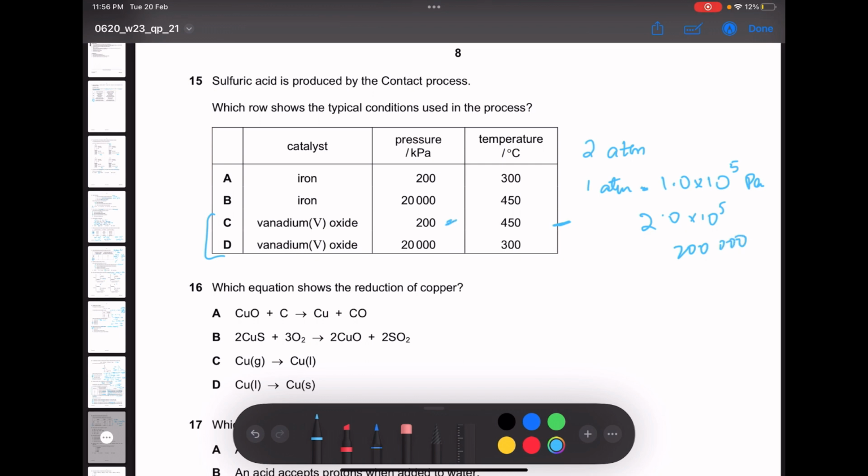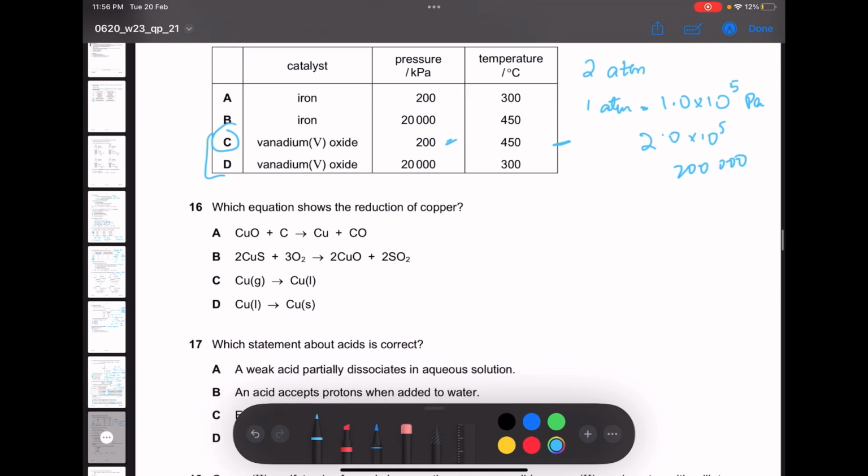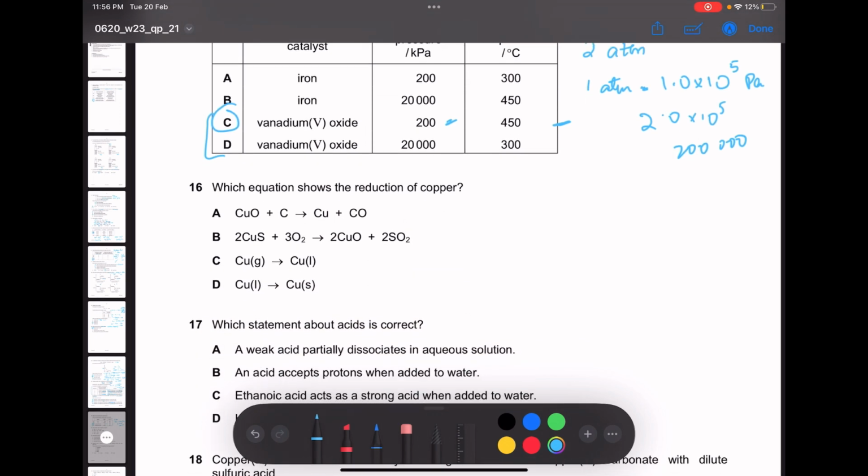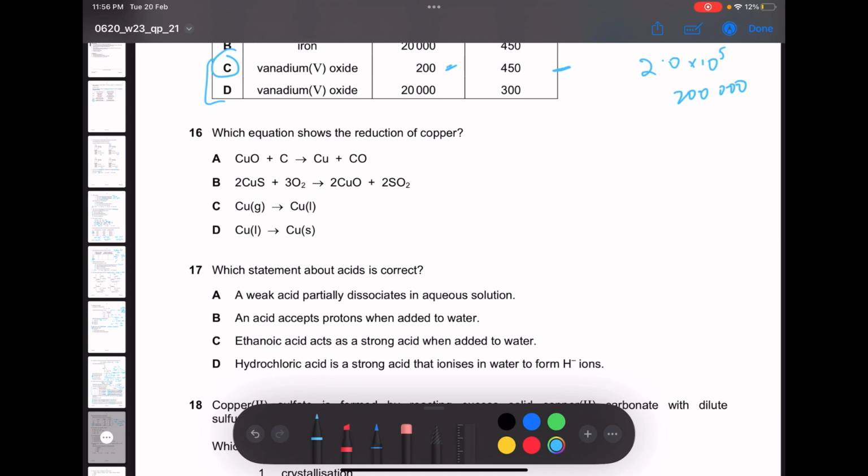Reduction of copper. Reduction of copper means that the oxidation state of copper would decrease. So let's assign oxidation states. In A we have copper 2 plus, oxygen 2 minus, and carbon is 0. Over here carbon has become plus 2 and oxygen goes from minus 2 to 0, so that is reduction. That's A.